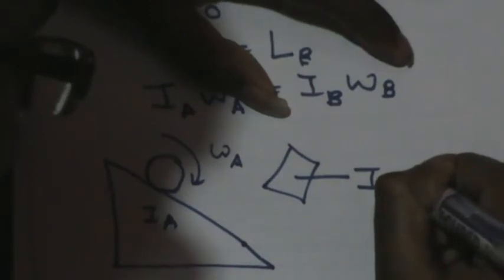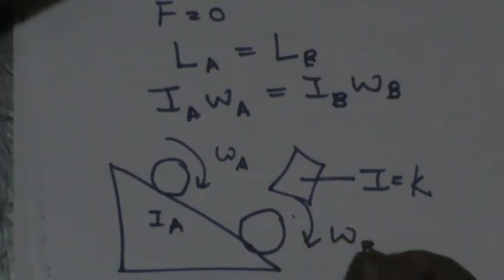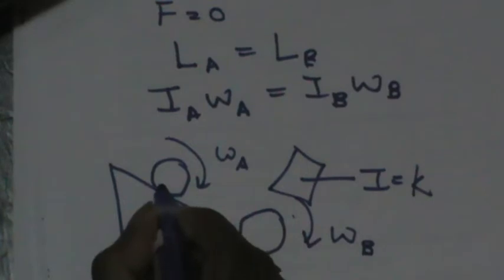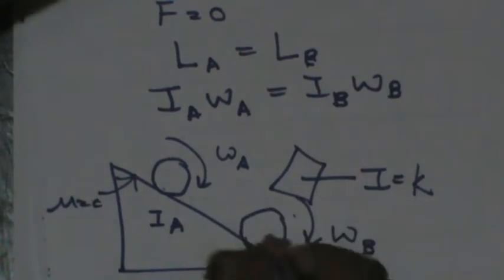Say you had an object like this, an inclined plane, with IA and omega A, and some mass was dropped, changing the moment of inertia, and the angular velocity was changed to omega B. I will consider no friction, and no friction between this surface and this surface as well.